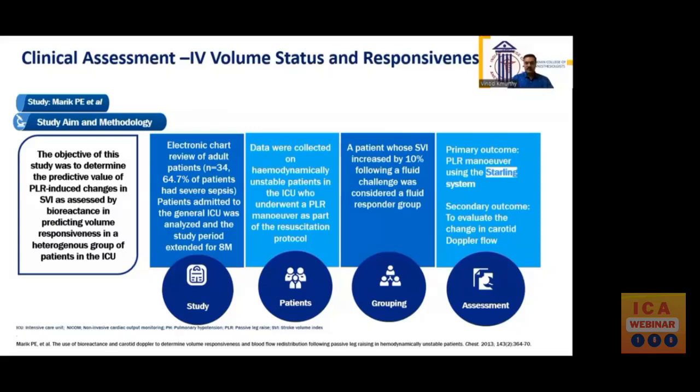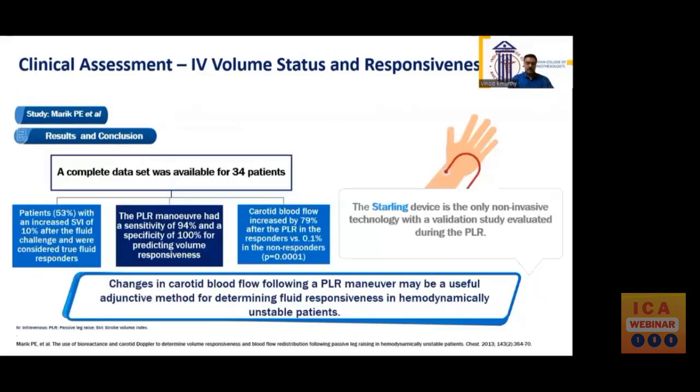The data was collected over 8 months in the ICU, and any patient whose stroke volume index increased by more than 10% following a fluid challenge was considered as a fluid responder. They concluded that monitoring the hemodynamic response to PLR using the bioreactance provided an accurate method of assessing volume responsiveness in critically ill patients. They also suggested that changes in carotid blood flow following the PLR may be a useful adjunctive method for determining the fluid responsiveness in hemodynamically unstable patients.